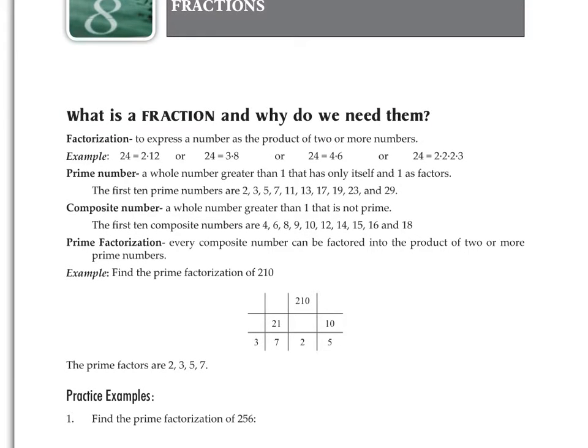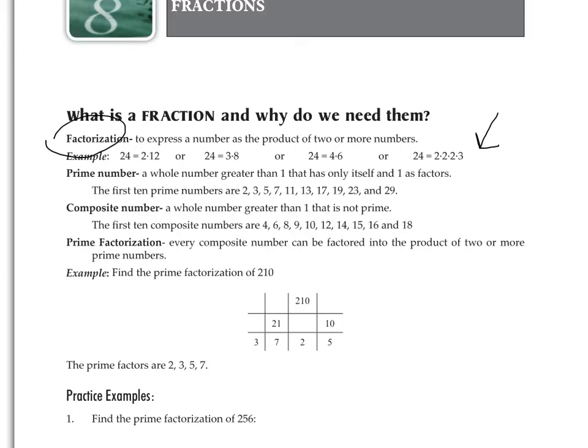Factorization is the process of expressing a number as a product of two or more numbers, and you can see some examples of factorization here. When we express 24 as a product of 2 times 2 times 2 times 3, it's called factorization.